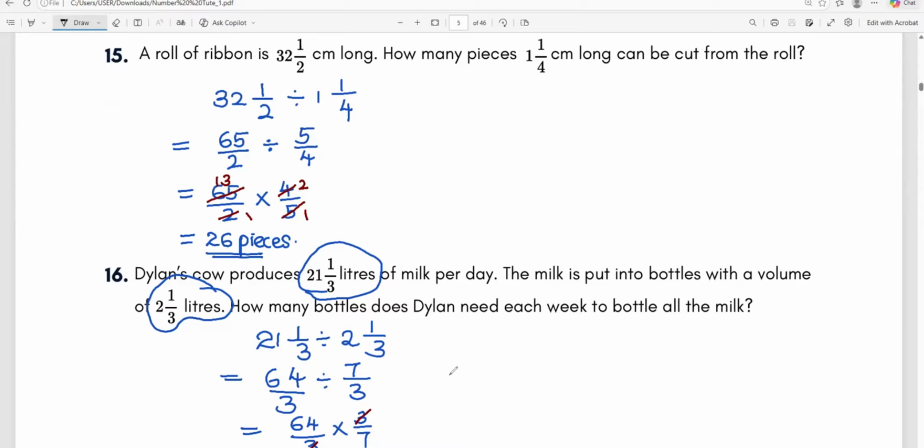You have to multiply 64 over 7 by 7 because they're asking for a week, not for a day. Yeah, it asks for a week. Bottles with a volume of 7. This is only per day, no? 64 times 1 over 7. This is for 1 day. Then for 7 days, multiply it by 7. Then we can cancel off 7 and 7. 64 bottles.